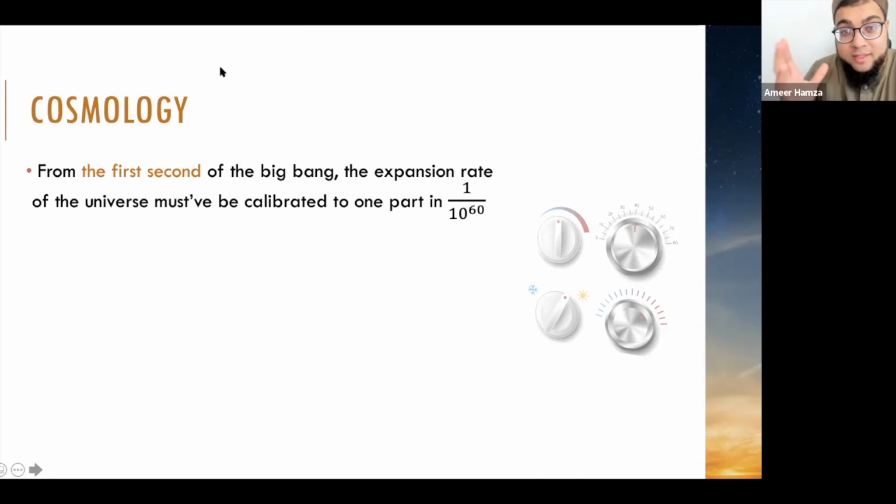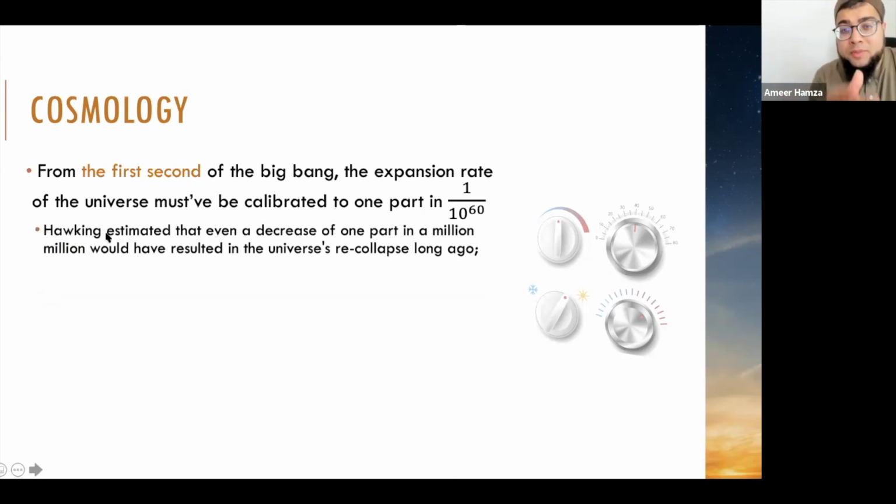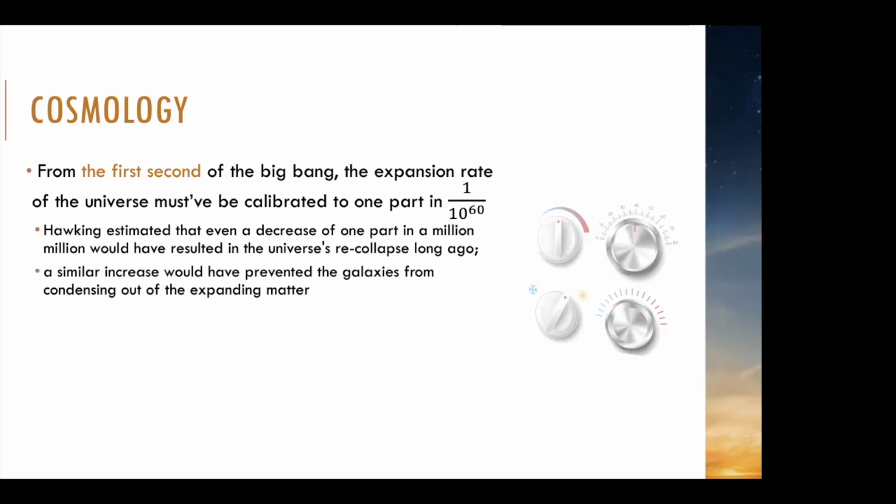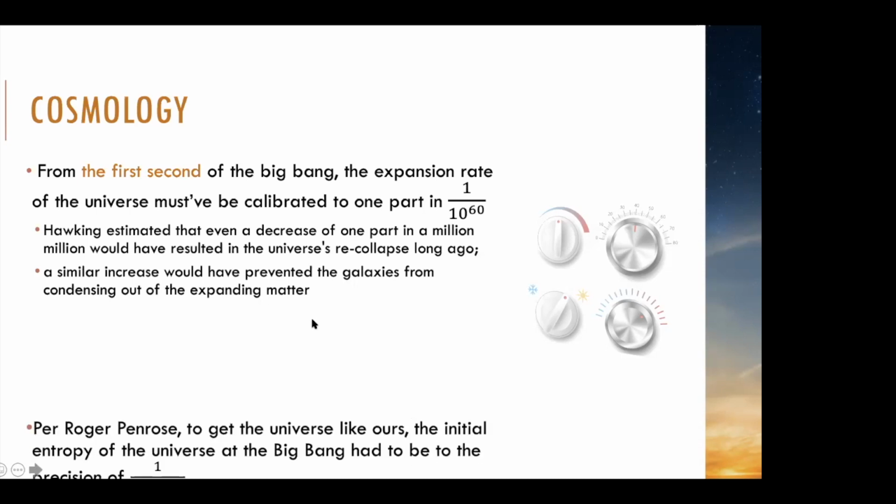So Bill Gates's wealth, or Jeff Bezos's wealth, is about 10 to the power of 8. This is 10 to the power of 60, just to give you some idea. The expansion had to be so precisely calibrated. And where is this coming from? Stephen Hawking himself. Go ahead, Sister Nusa. Hawking estimated that even a decrease of 1 part in a million would have resulted in the universe's recollapse long ago. A similar increase would have prevented the galaxies from condensing out of the expanding matter.